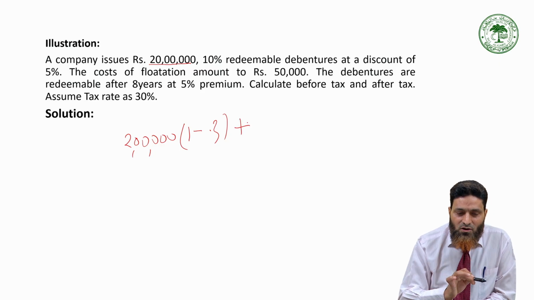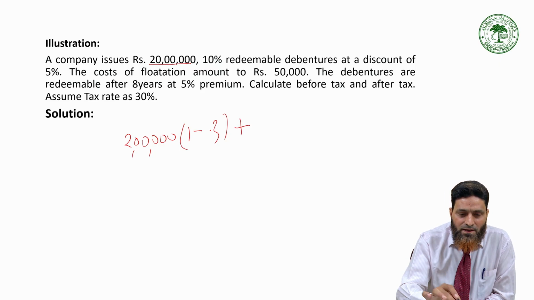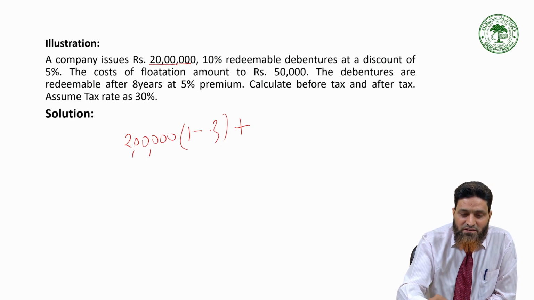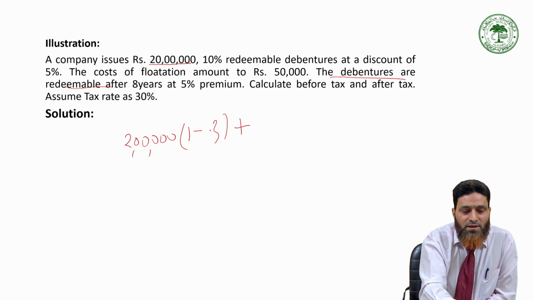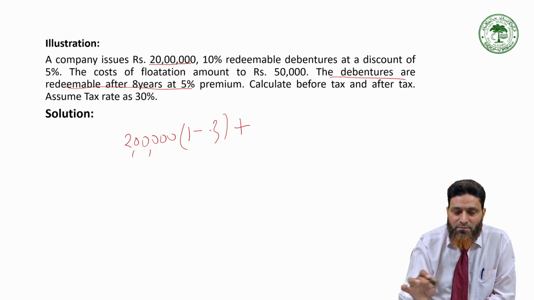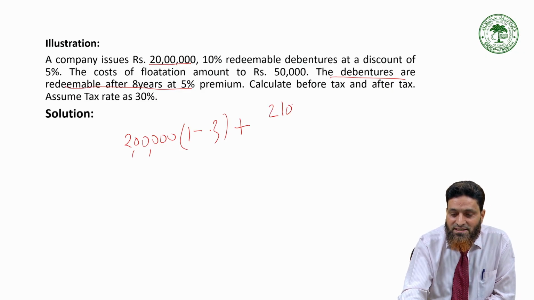Apart from this, what is the net proceed? For net proceed, you have to find what is the maturity value. Debentures are redeemable after 8 years at 5% premium. So 20 lakh is the amount of debenture. So 5% of this 20 lakh will be 1 lakh. So it means 21 lakh is the maturity value.